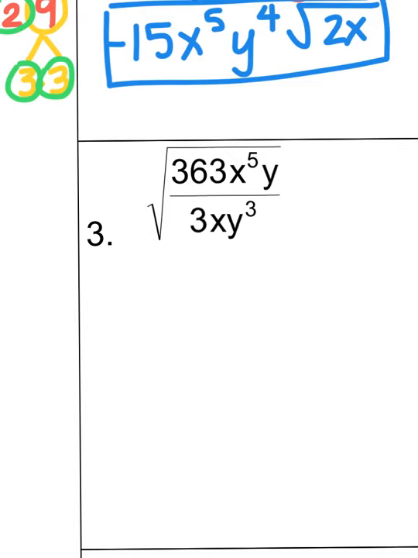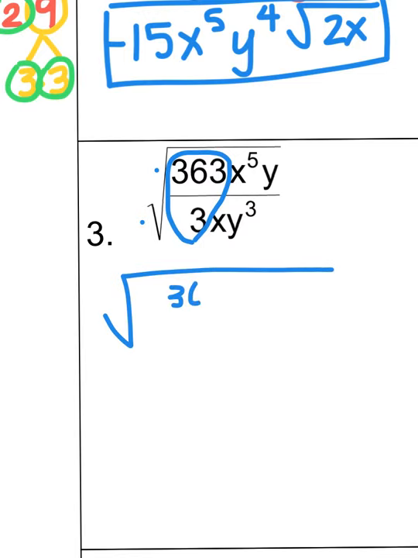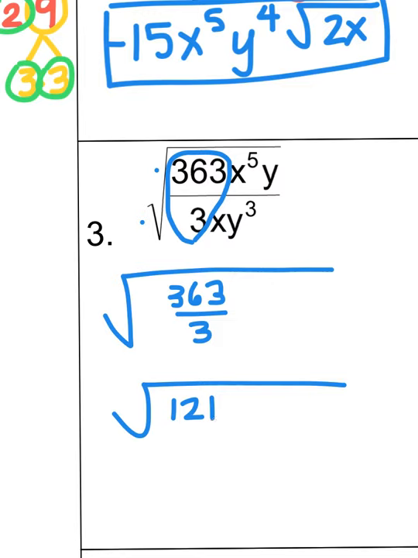On number 3, when deciding whether to separate these or to solve them as they are, we're going to look for a perfect square first. Since there's no perfect square, we're going to try to simplify this. So we're basically finding 363 divided by 3. That would be simplified to 121. Now under the radical, let's go ahead and simplify this. Since we're dividing, we're going to subtract. 5 minus this understood 1 would be x to the 4th.